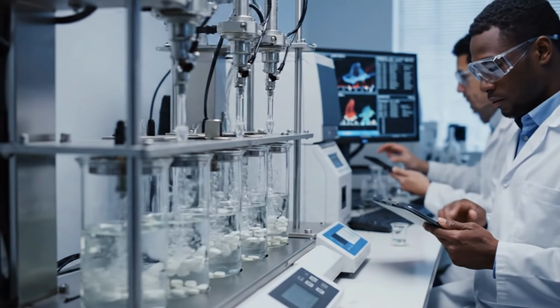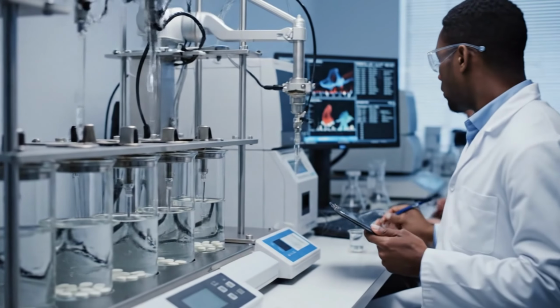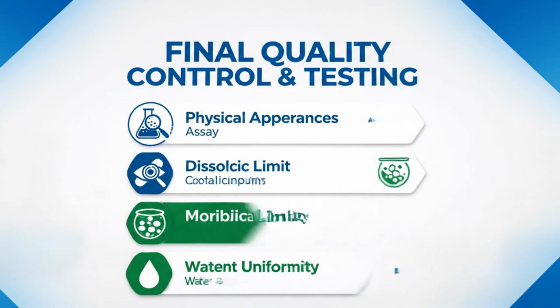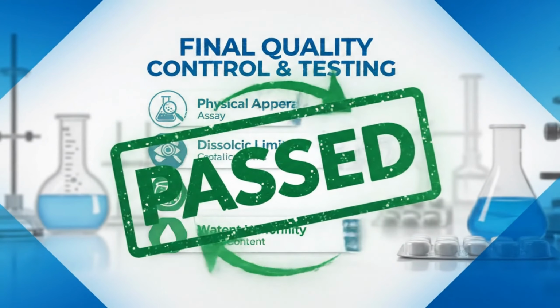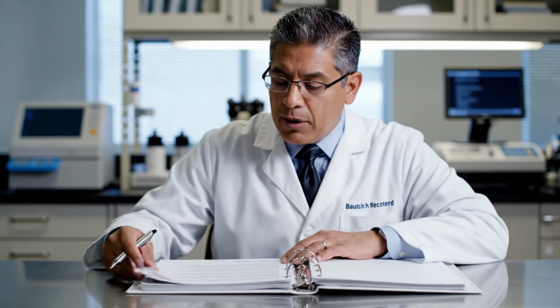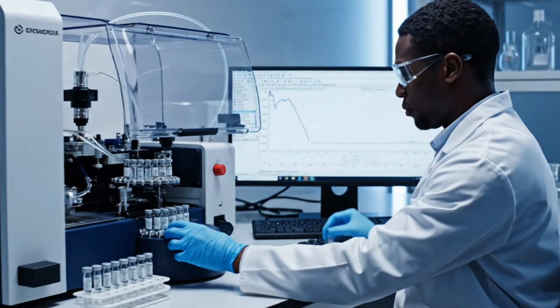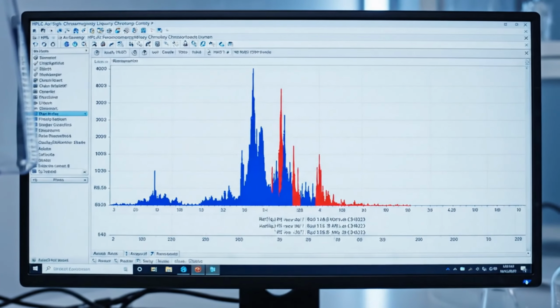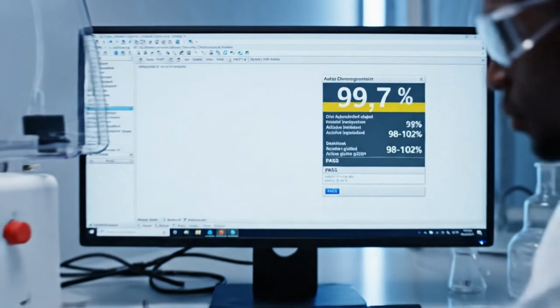Before any batch is released to market, it undergoes a comprehensive final quality control review. The final release testing is extensive. In addition to dissolution, the batch must pass assay testing to confirm. The batch record is the biography of that batch. Every step that was taken, every measurement that was made, every deviation that occurred. Assay testing using HPLC confirms the actual active ingredient content of the batch as a percentage of the label claim.